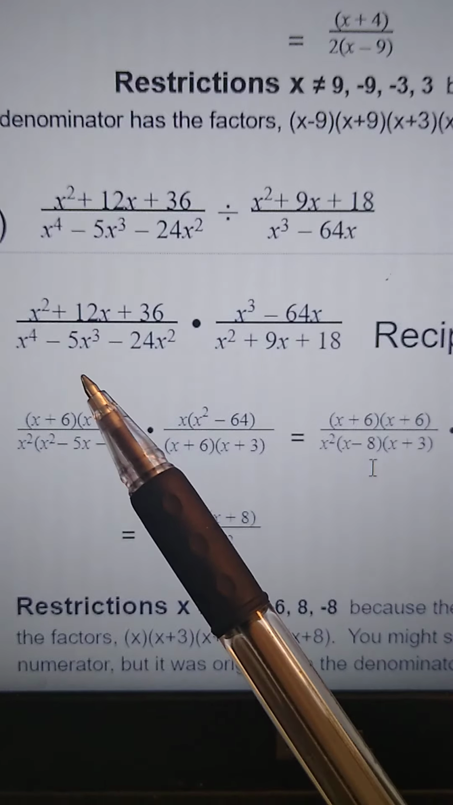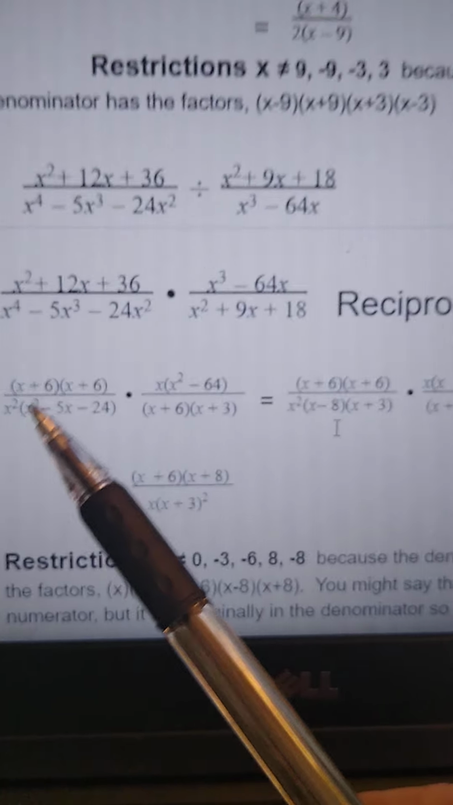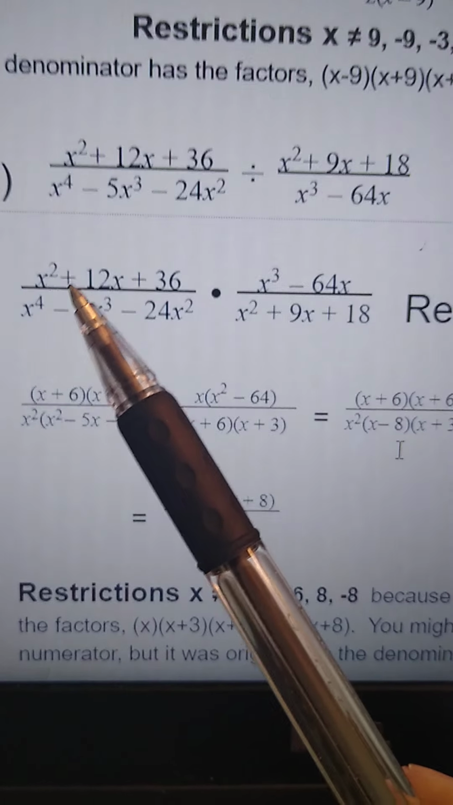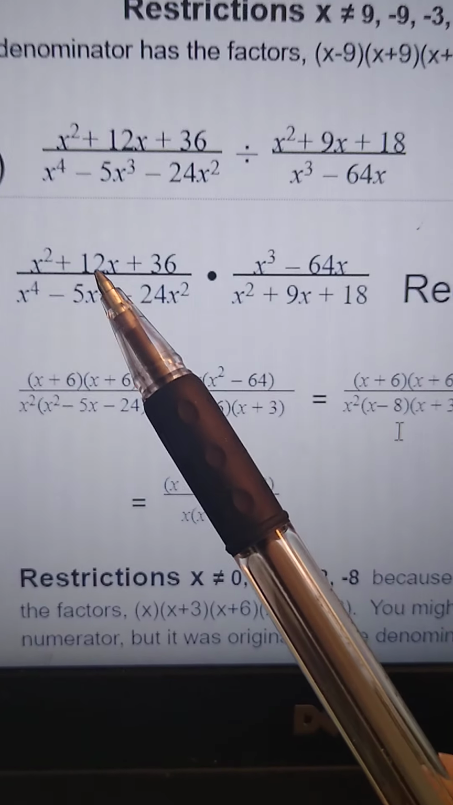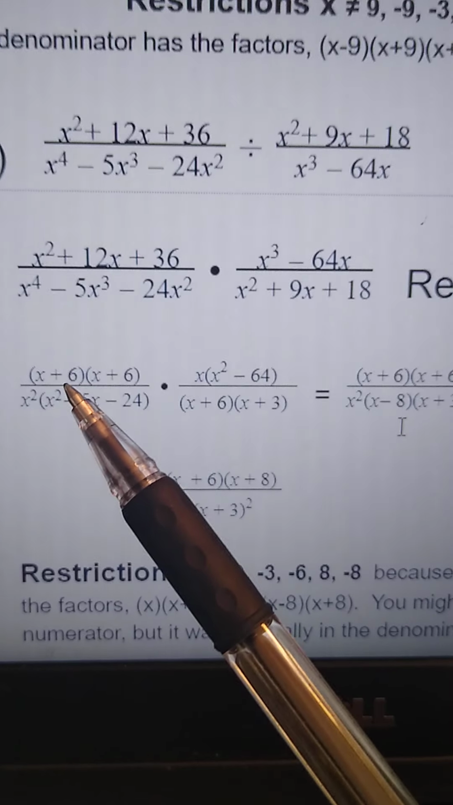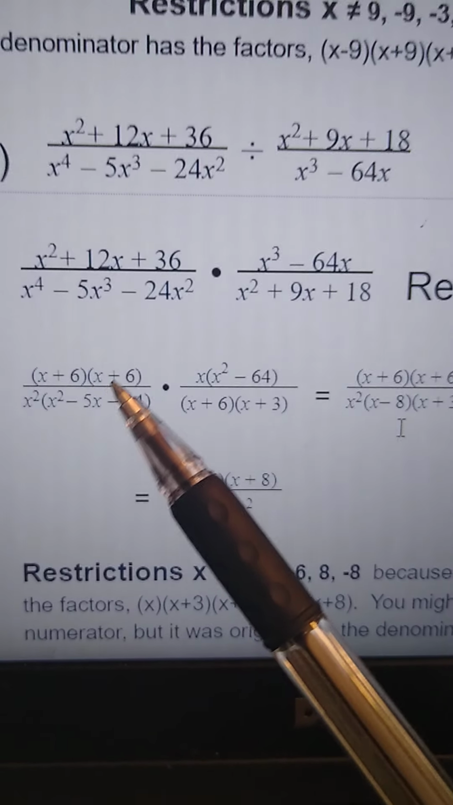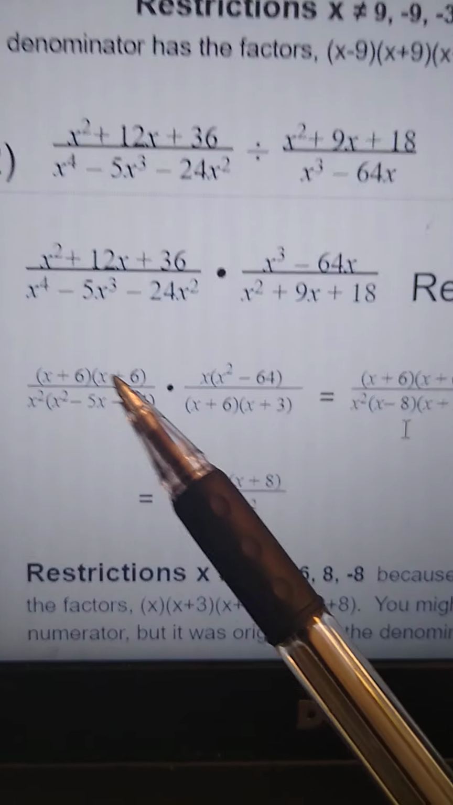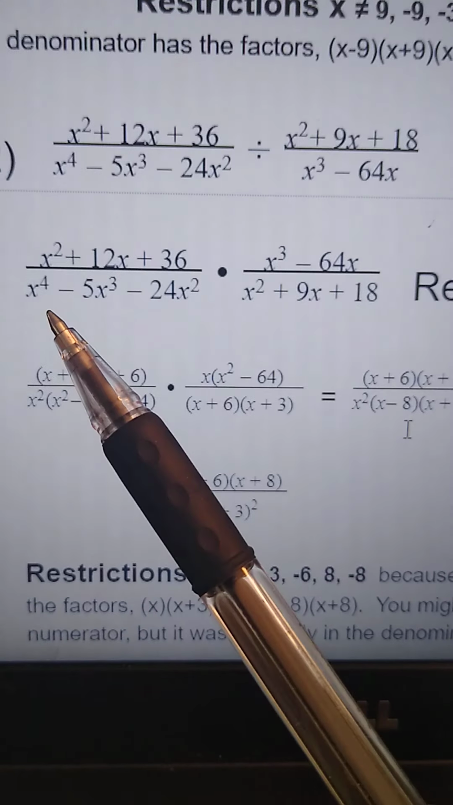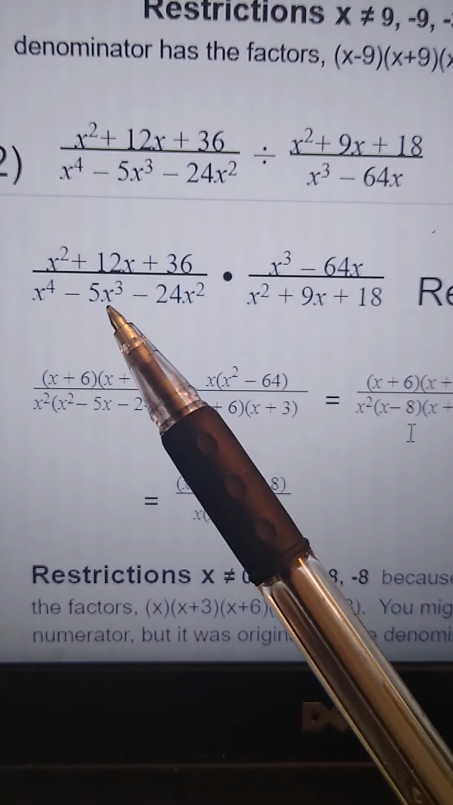All right, so we're going to do some factoring here. The numerator, this is factors of 36, 6 and 6 add up to 12. Now you can write this as x plus 6, the quantity squared. I wrote it as 2 separate factors. In the denominator, I have a GCF.